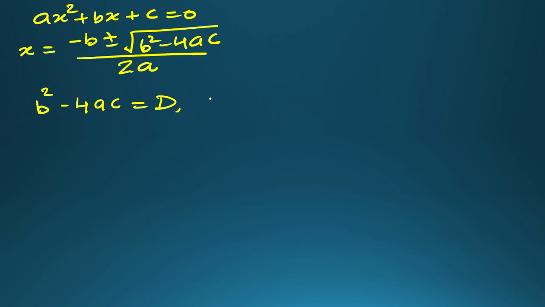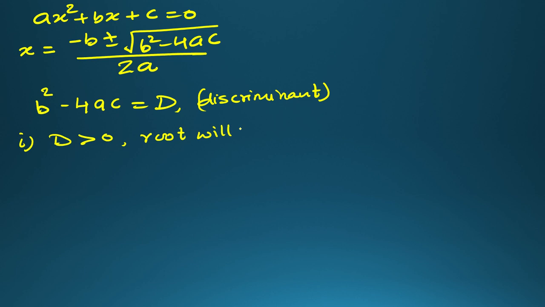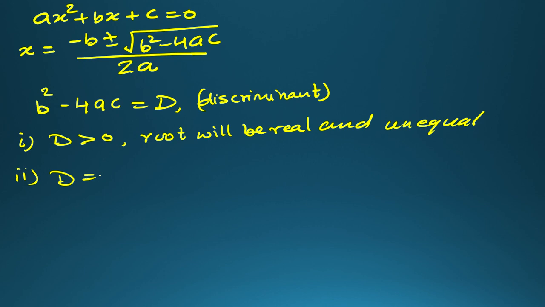And what is the name? The name is discriminant. Okay. Now, based on this discriminant, you have studied three conditions. The first was, if D is greater than 0, then roots or zeros will be real and unequal. The second condition was, when the discriminant is 0, then roots will be real and equal. This was the second condition.